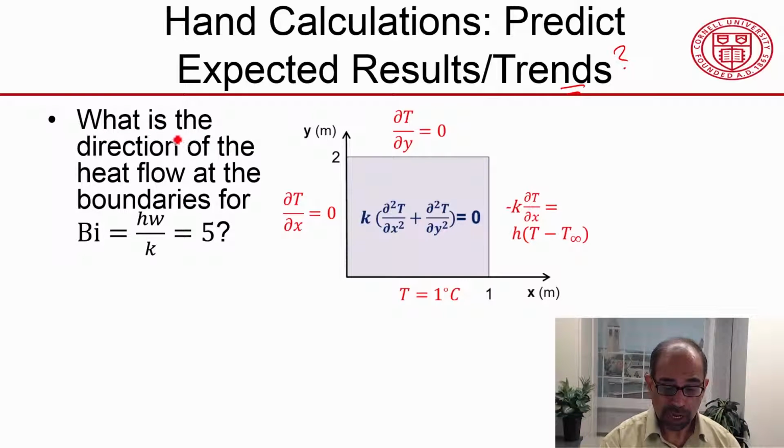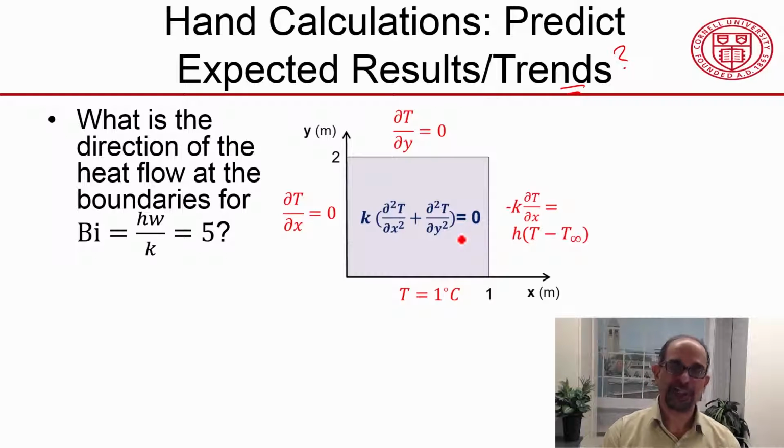One thing we can work out is the direction of the heat flow at the boundaries. And you can do this for any heat transfer problem. In our case, the Biot number is 5. We have W equal to 1 and K equal to 1. So essentially, we are setting the convection coefficient H to be 5, and you're going to get significant convection between the block and the fluid.